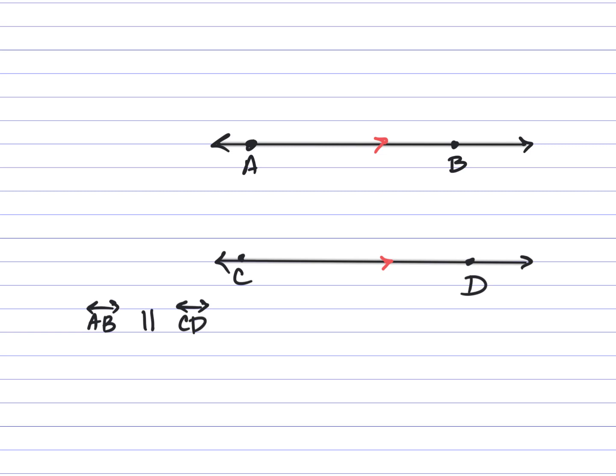Okay. And now I'm going to sketch a transversal. All a transversal is, is a line that intersects parallel lines. And that's it. It is not parallel to them, nor perpendicular, meaning it's not intersecting at a 90-degree angle. So that's my transversal.